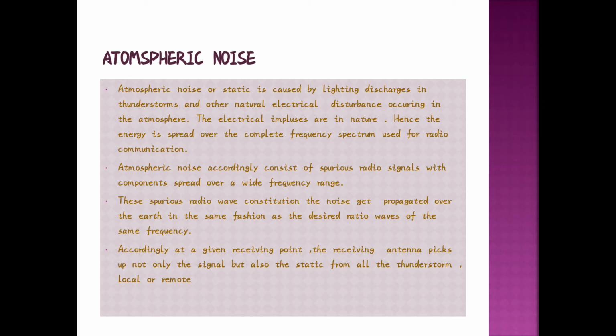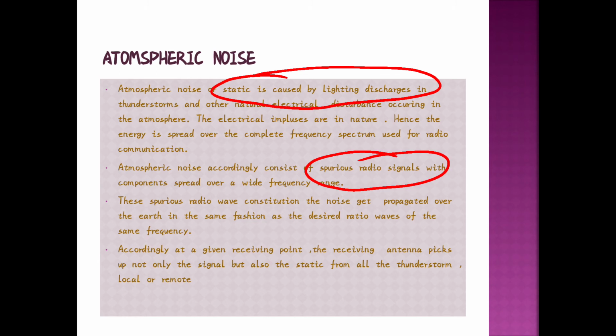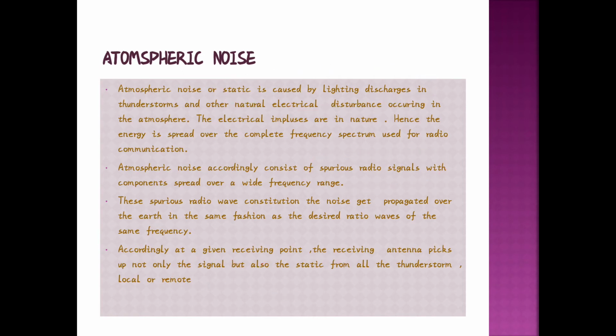Next one, the spurious radio waves. The noise gets propagated over the earth in the same fashion as the disturbed radio waves within the same frequency. Next one, the receiving antenna not only picks up the signal but also picks up the static from all the thunderstorms, local or remote. The important note in atmospheric noise is that static is caused by lightning discharge in thunderstorms. This is the important point in atmospheric noise.